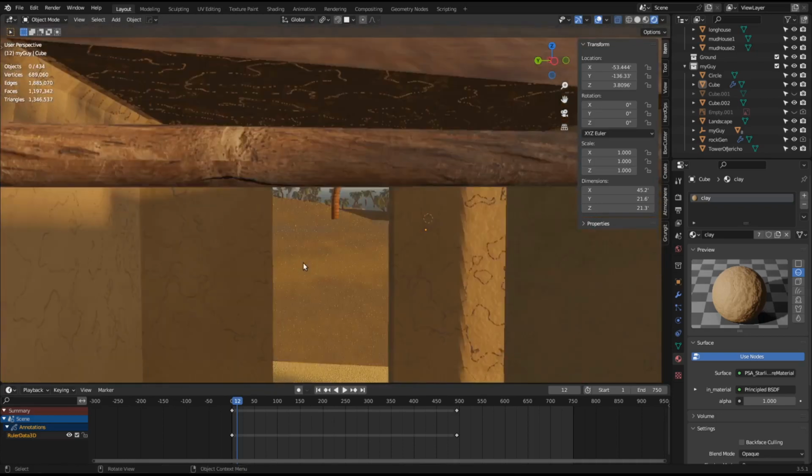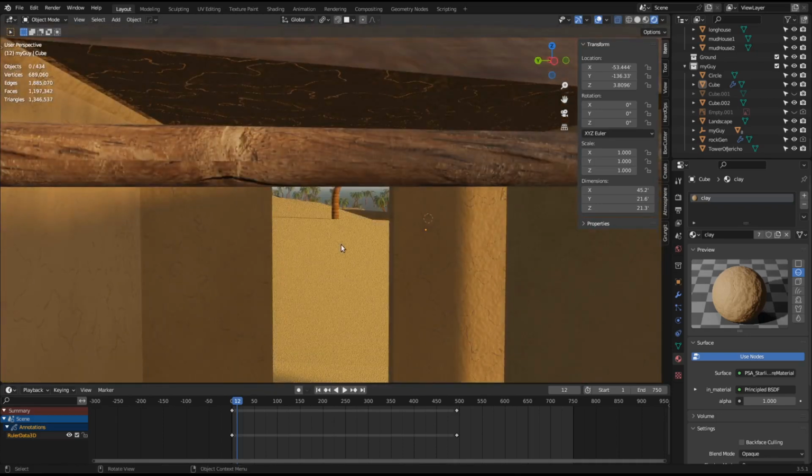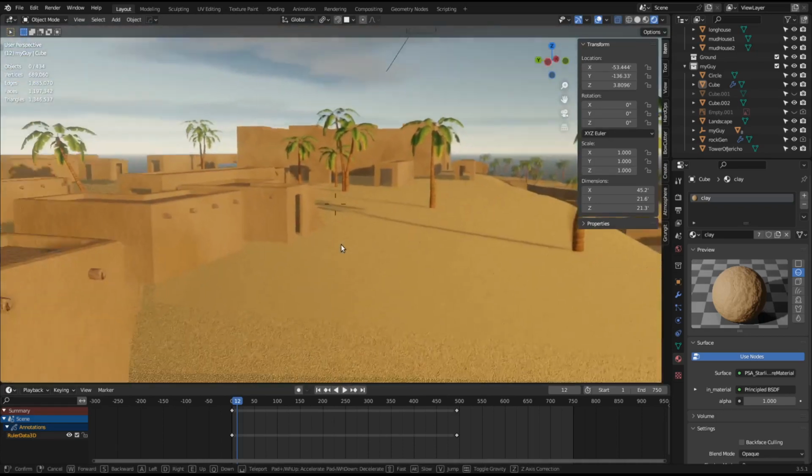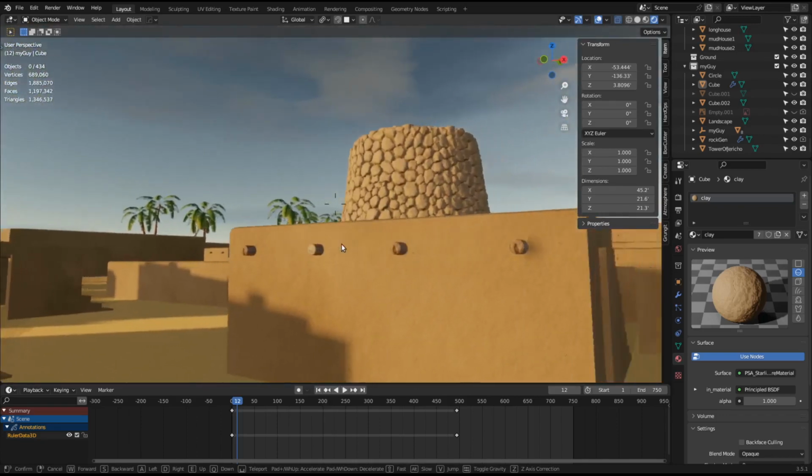And then some of the houses are a little bit too short, but that's an early look of the city.